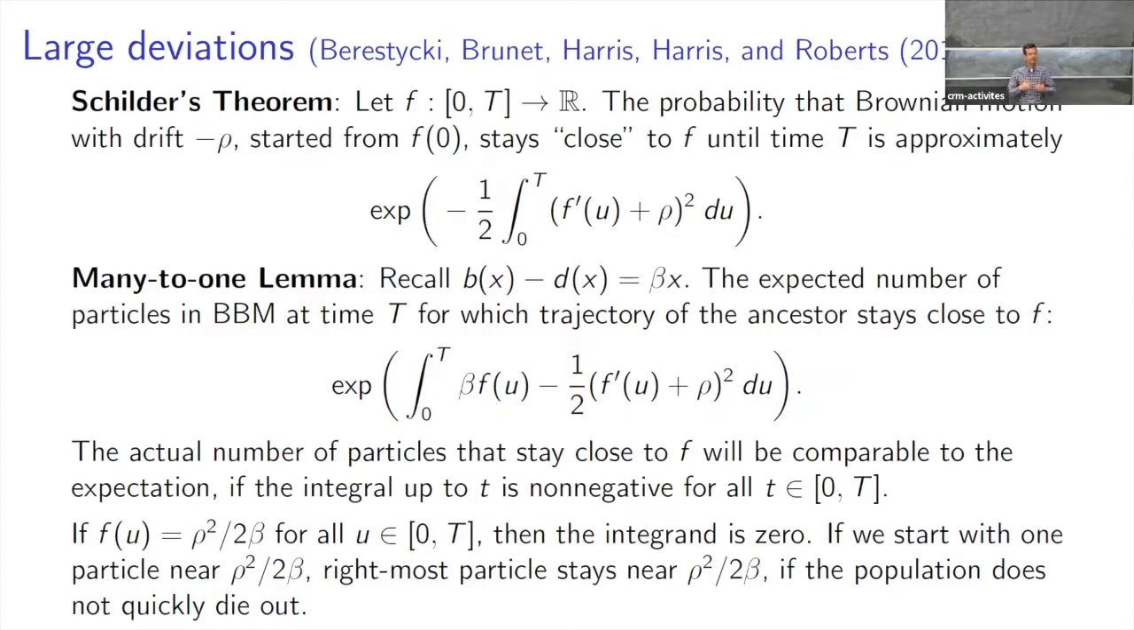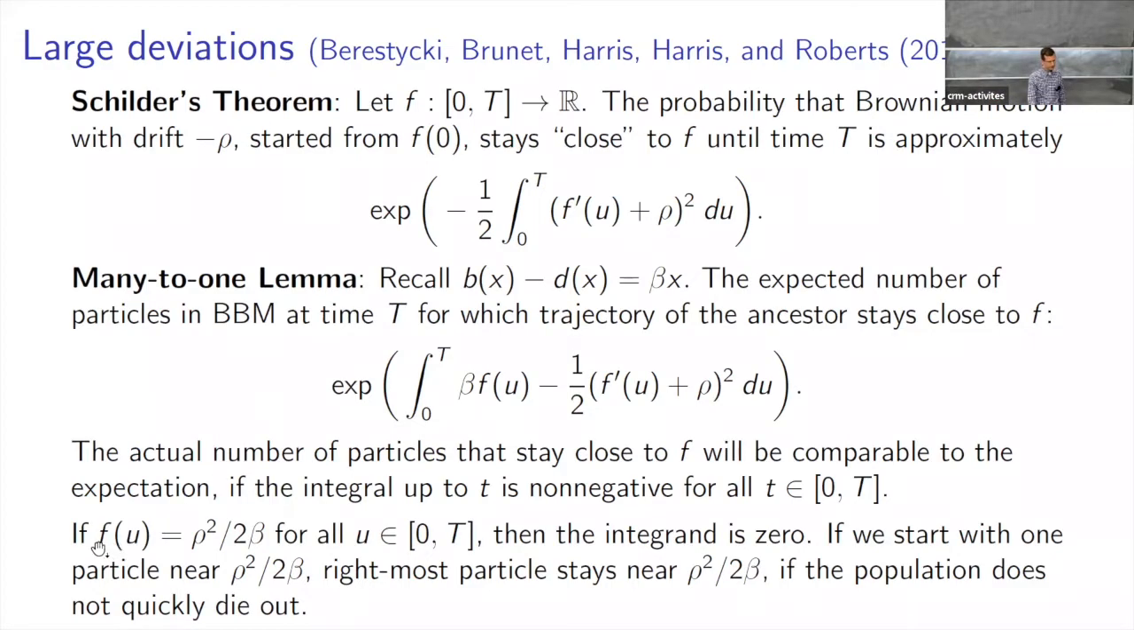Now, the actual number of particles that stay close to this trajectory f should be reasonably close to the expected number as long as this integral up to time little t is non-negative for all little t between 0 and capital T. If this integral goes negative at some point, then most likely no particles will be able to follow the trajectory past that point, and therefore the actual number of particles that follow the trajectory will most likely be 0, even if the expected number is large.